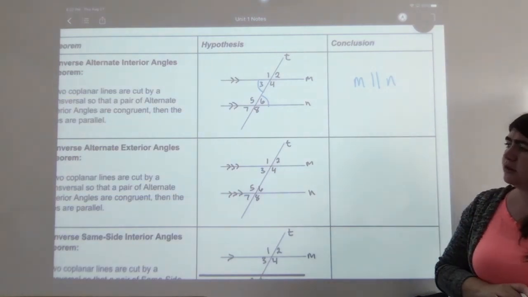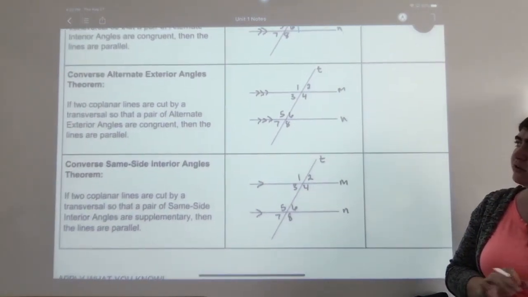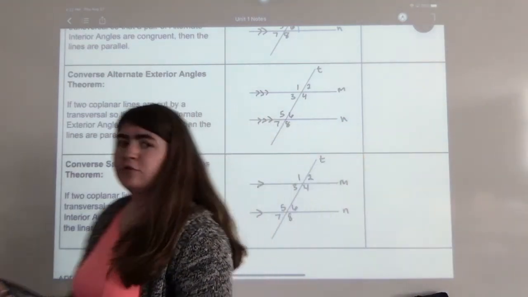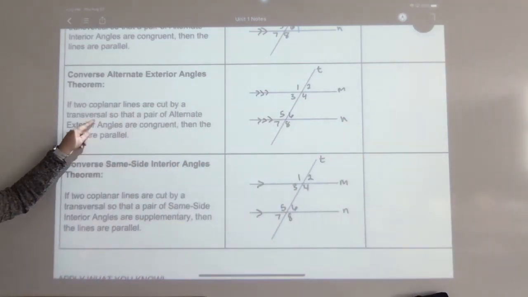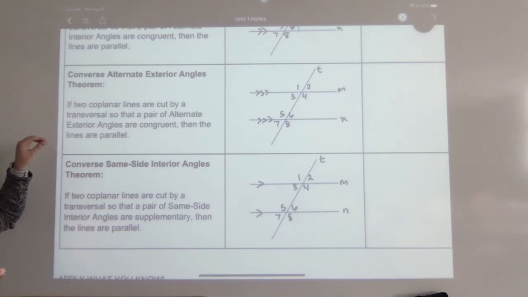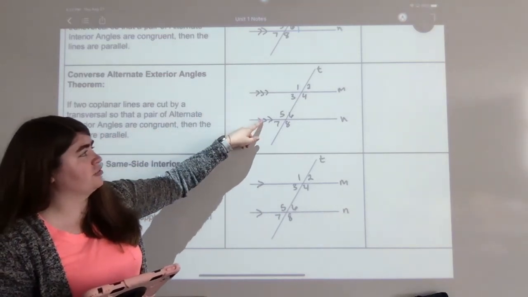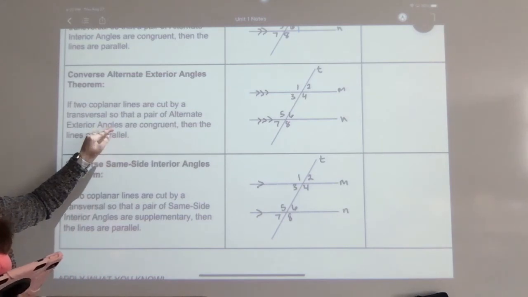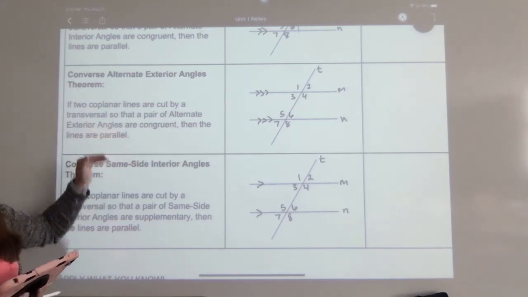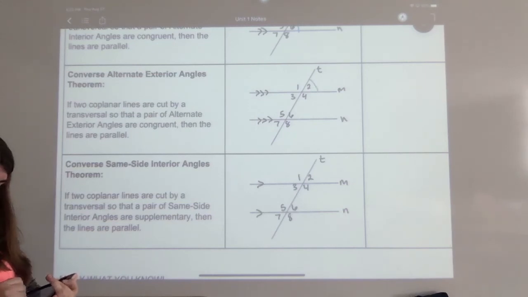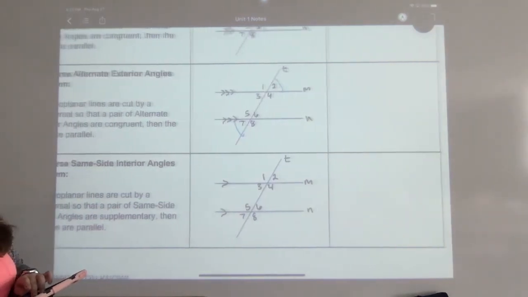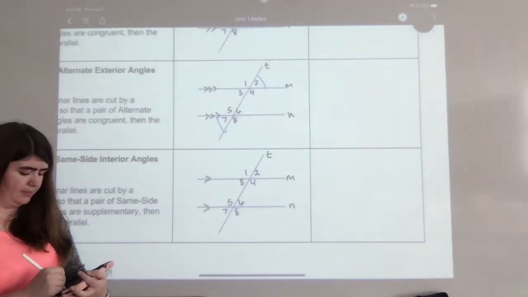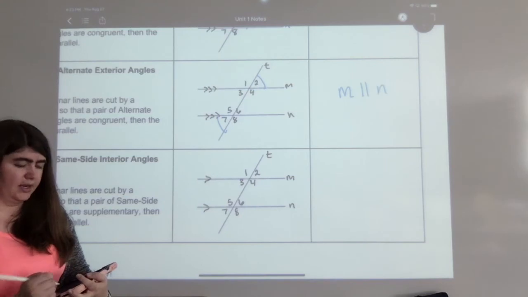All right, now let's look at the converse of the alternate exterior angles theorem. If you have 2 coplanar lines cut by a transversal so that a pair of alternate exterior angles are congruent, then the lines are parallel. So I'm proving that these markings are true because I know that the alternate exterior angles are congruent. So if I have on my picture that angle 2 and angle 7 are congruent, then I can say in conclusion that line M is parallel to line N.